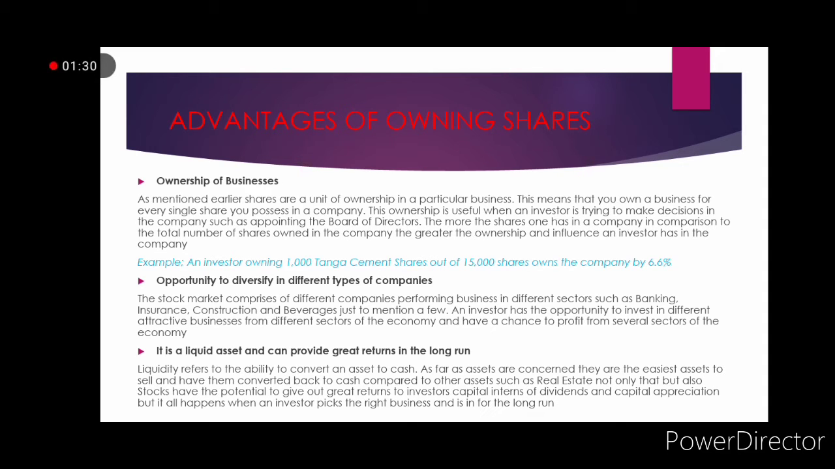So then, giving you an example, an investor owning 1,000 Tanga Cement shares out of 15,000 shares gets to own the company by 6.6%. This is an assumption, guys. Tanga Cement doesn't literally have 15,000 shares. There's probably more than that. So anyways, let's digest this example.